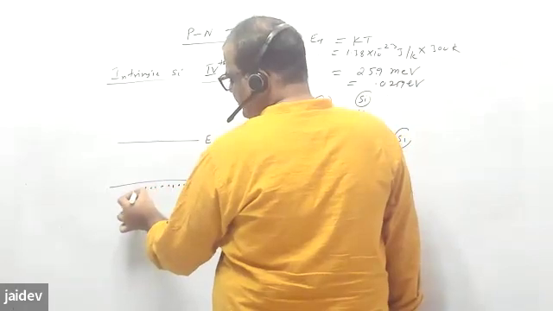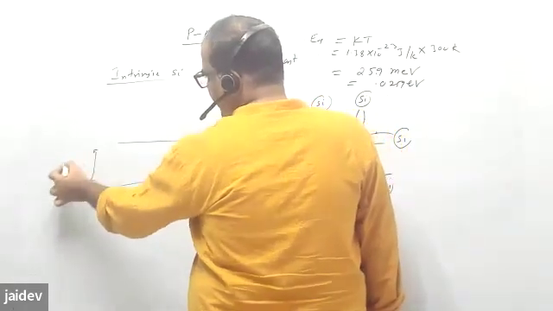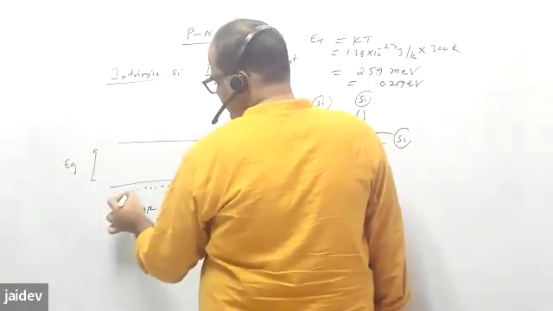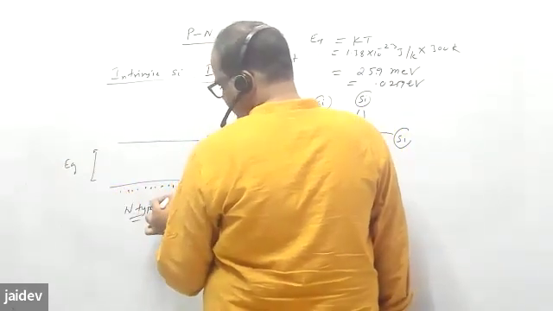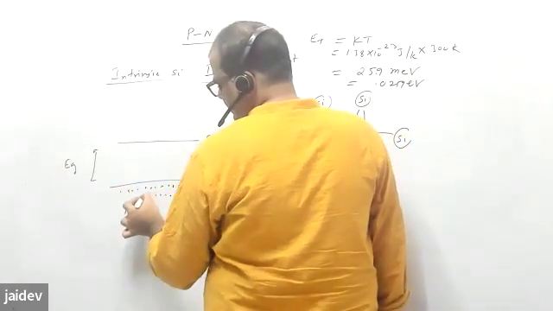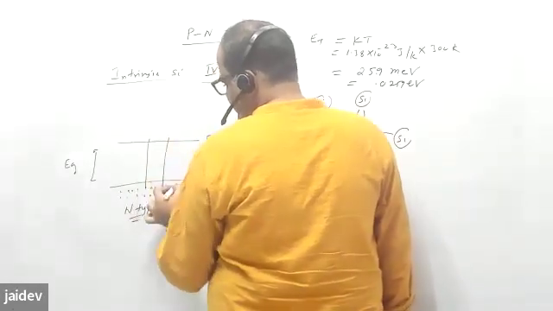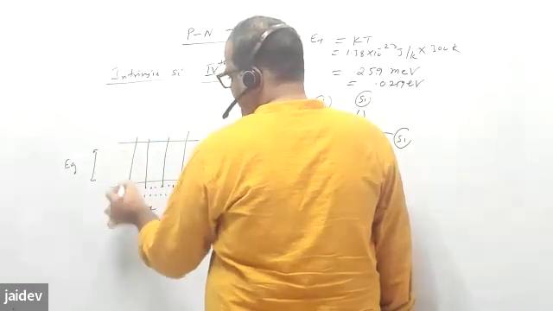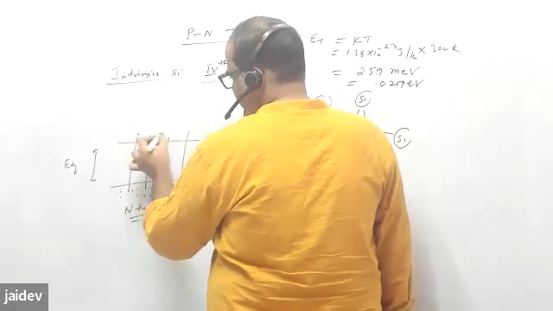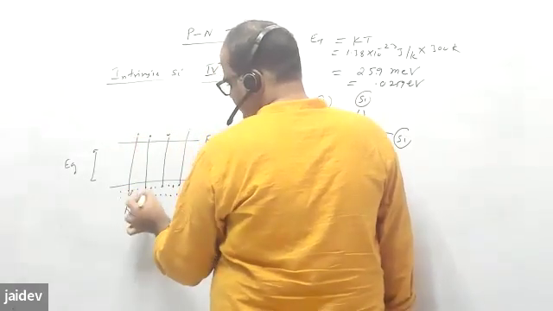When you dope, you don't change the band gap. Band gap remains the same. So here you have valence electrons, and some electrons are already at room temperature here. So four electrons here, four holes are here.